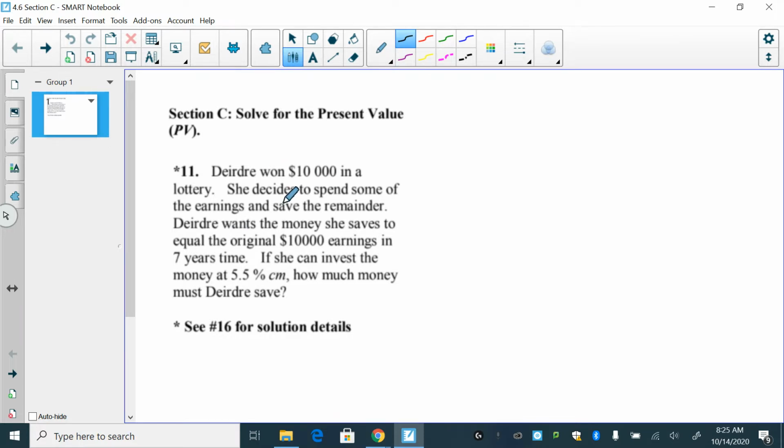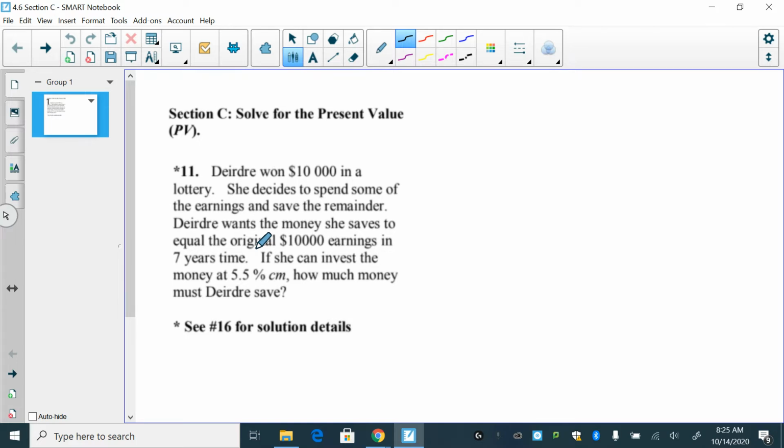Makes sense. But she also wants to put some of that into some type of investment so that in 7 years' time, it grows back to $10,000. So basically you have 10,000, but you're spending some of it and investing some of it. And so the question is asking, how much would I invest now so that in 7 years, it grows back to $10,000? All right, so that's what we're talking about.